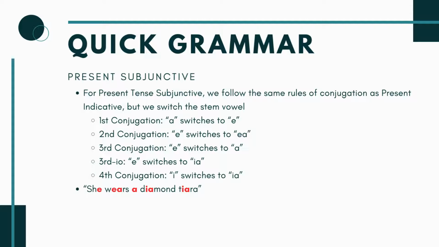You're not changing the ending. You're not doing anything like that. You're just switching what vowel is in front of the ending, that stem vowel, and that's what makes it subjunctive. One way I always thought of it is it's the opposite of what you'd expect. So A is kind of the opposite of E. E is the opposite of A. That's what you're doing. You're switching things around. So the verb is going to look different, and that's how you know it's subjunctive.